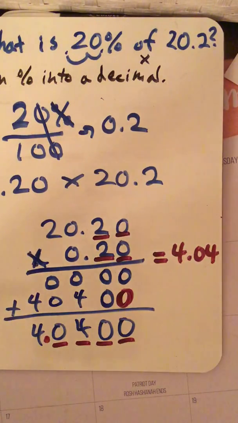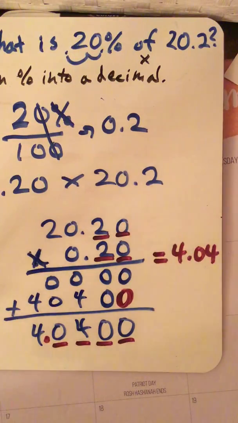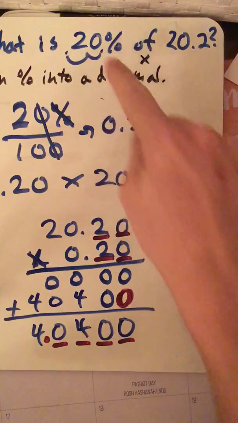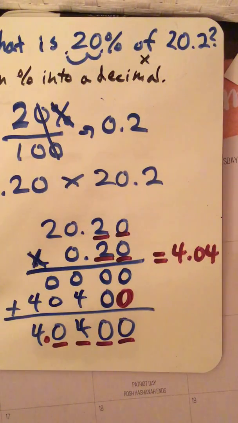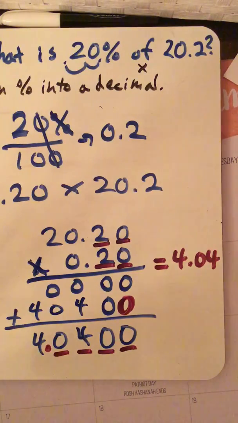Because if I was to multiply this times 5, it would actually give me 20.2. Because 20% times 5 is 100%. So this times 5 would give me that, because that's 100%. So this is 20% of that. And there's your other method.